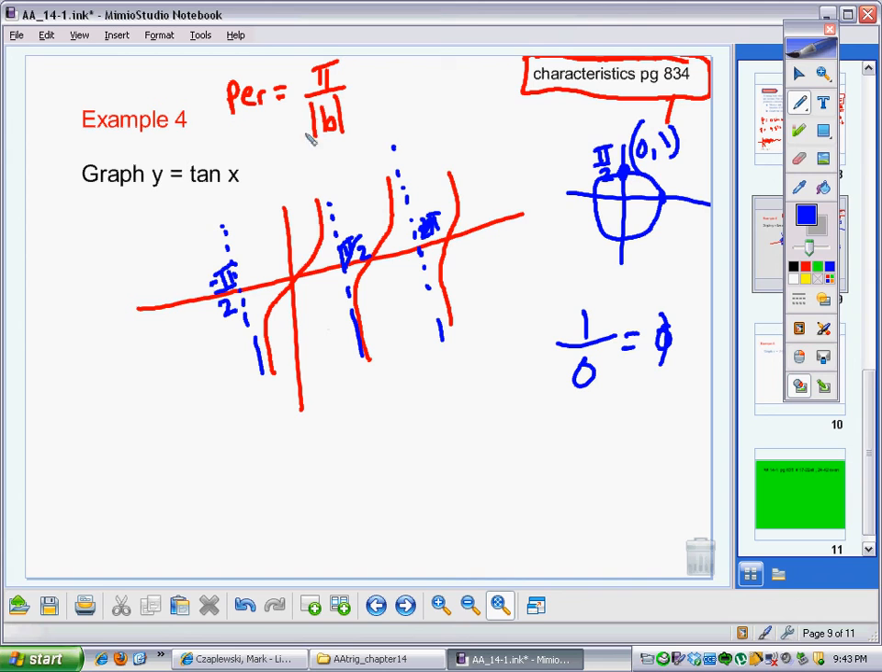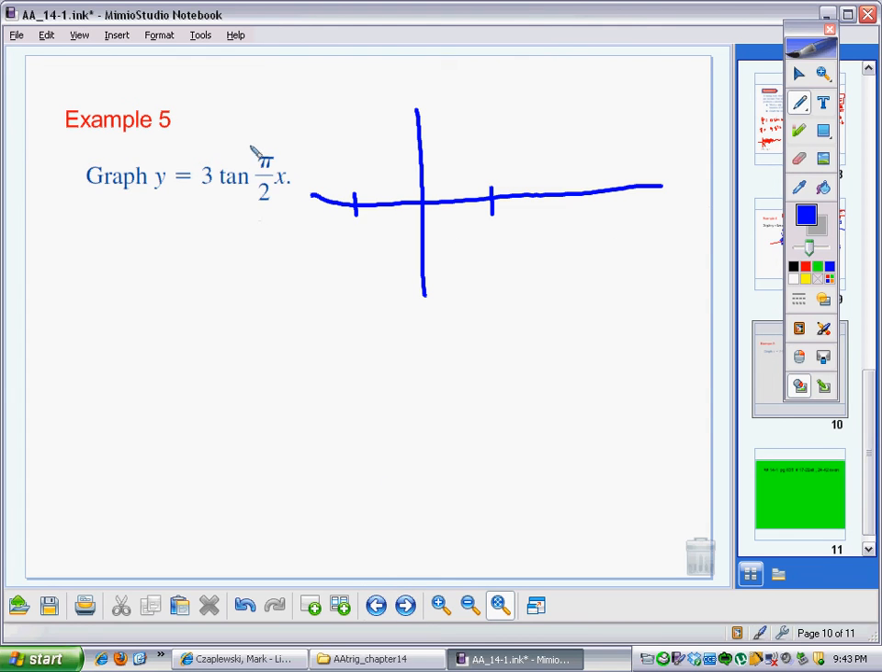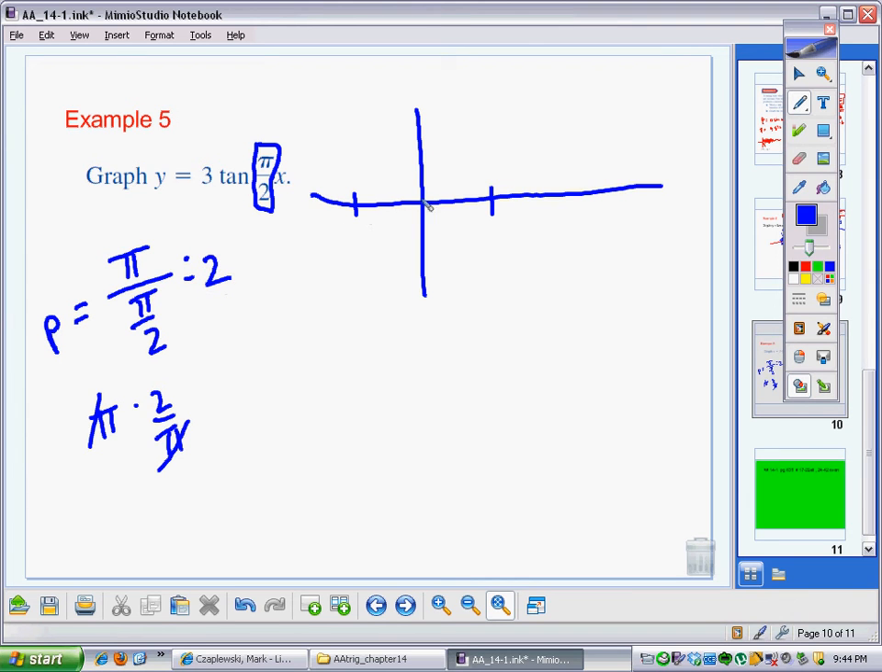All right, so basically your period here is pi units, because this is half a pi here, and this is half a pi here, so this whole thing is pi, hence the pi over 1. So now your period is pi over b. This is your b. So I do pi divided by pi over 2. That will give me my period length. So pi times 2 over pi. Pi's cancel. Your period is 2. Just 2. So the length from this line to this line is 2.